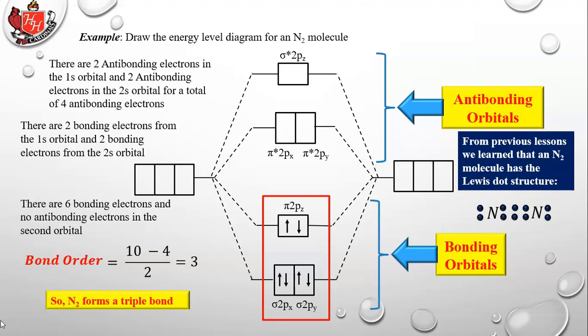From previous lessons, we learned that an N2 molecule has the Lewis dot structure. There you see it below. It has a triple bond.